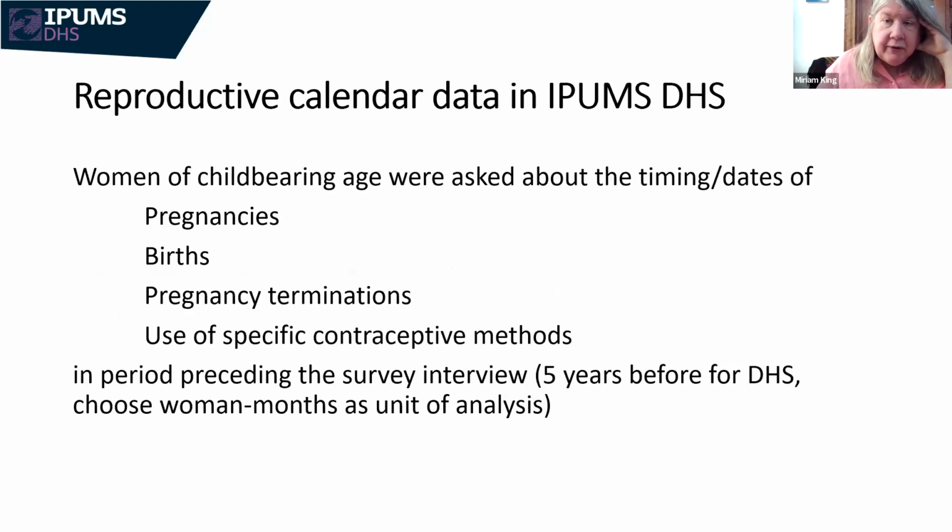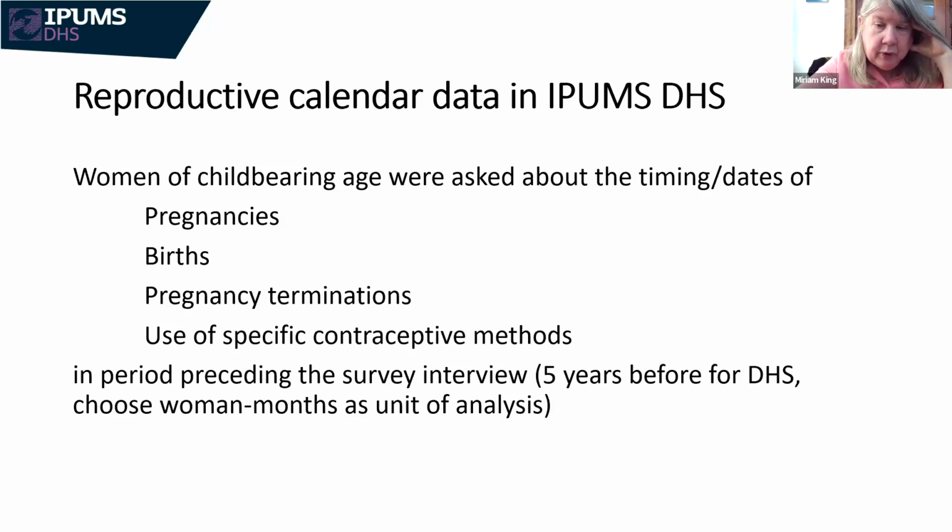Another advantage of using the IPUMS DHS version of the data is we make it much easier to use the reproductive calendar data. For many, but not all samples, women of childbearing age were asked about the timing and dates of their pregnancies, births, pregnancy terminations, use of specific contraceptive methods, why they stopped using contraception, and in the period of 5 years before the survey.